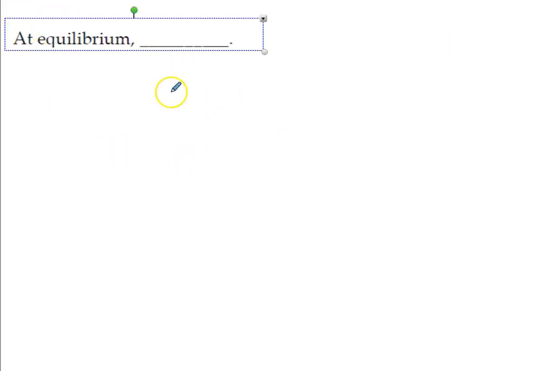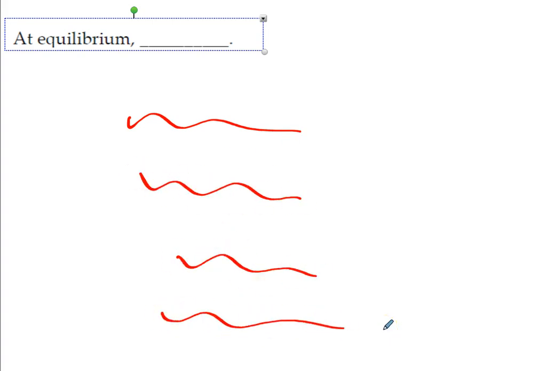At equilibrium, blank, and then it's like a bunch of sentences. It was from the other test. It's just the definition of what equilibrium is. Okay?